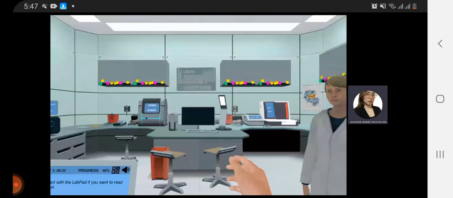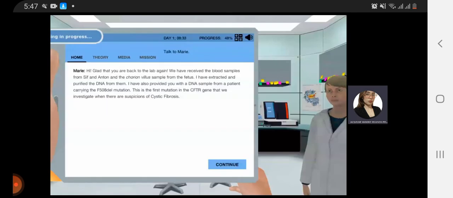Hi, glad that you are back in the lab again. We have received the blood samples from Sif and Anton and the chorionic villus sample from the fetus. I have extracted and purified the DNA from them. I have also provided you with a DNA sample from a patient carrying the F508del mutation. This is the first mutation in the CFTR gene that we investigate when there are suspicions of cystic fibrosis.